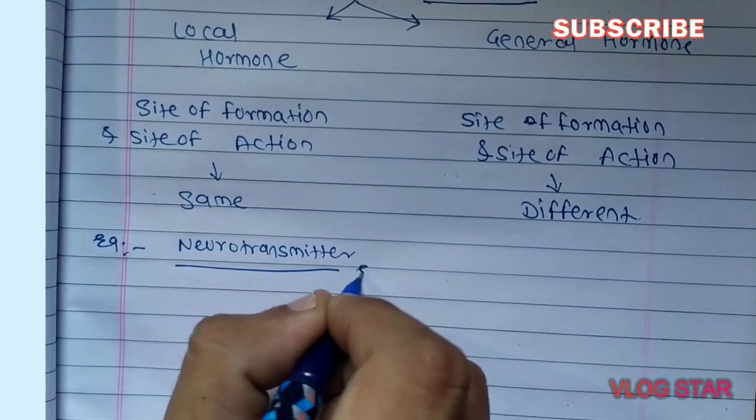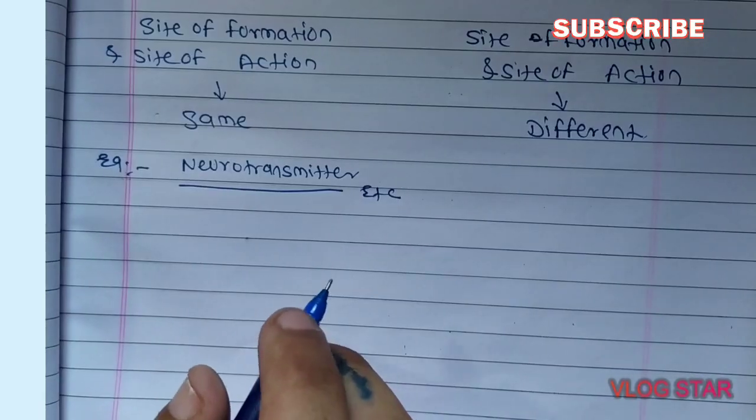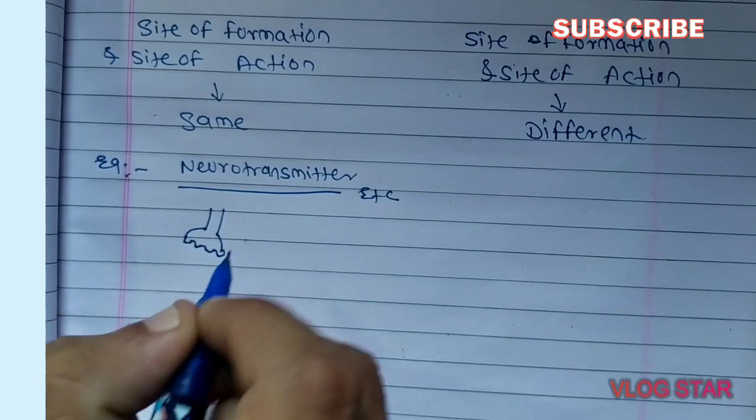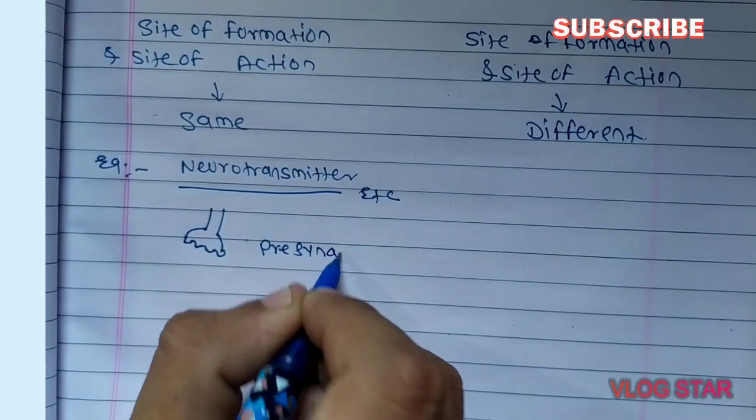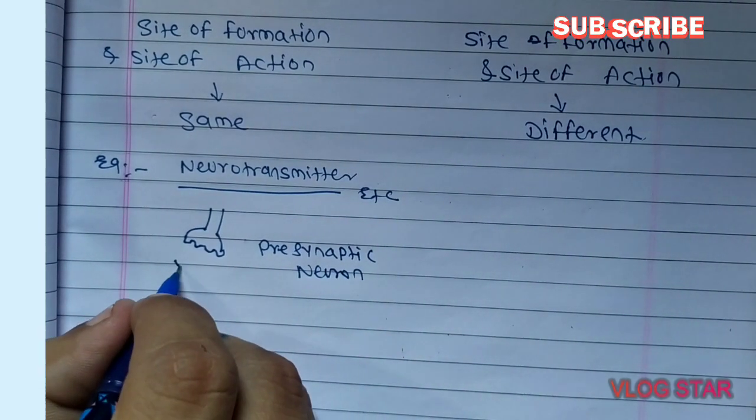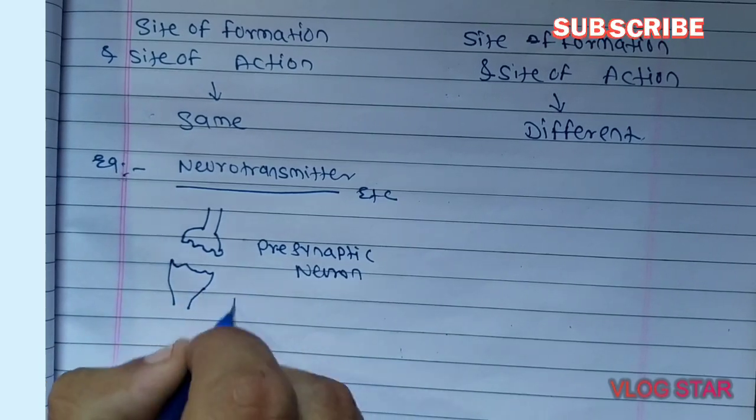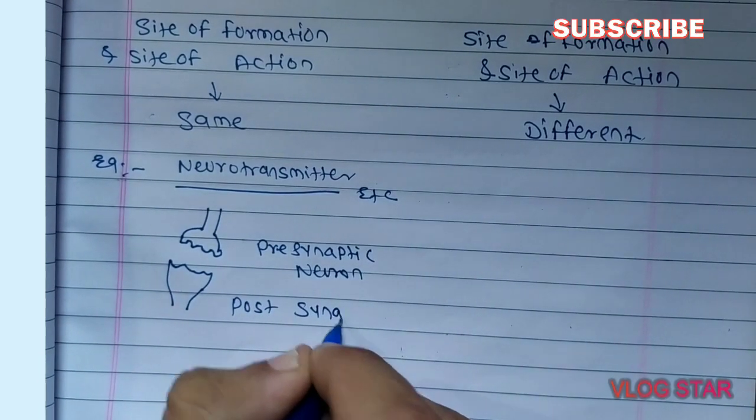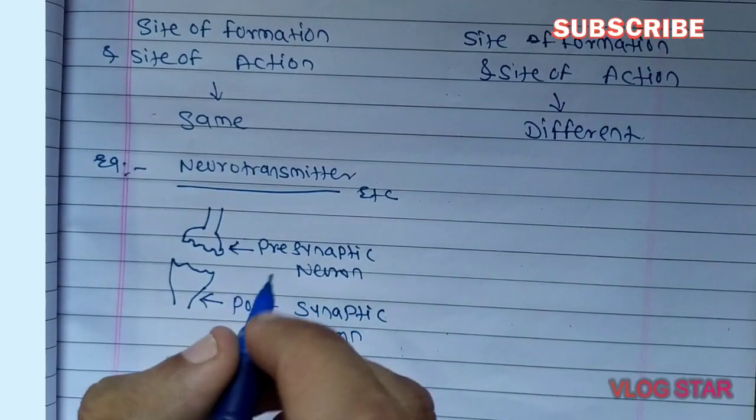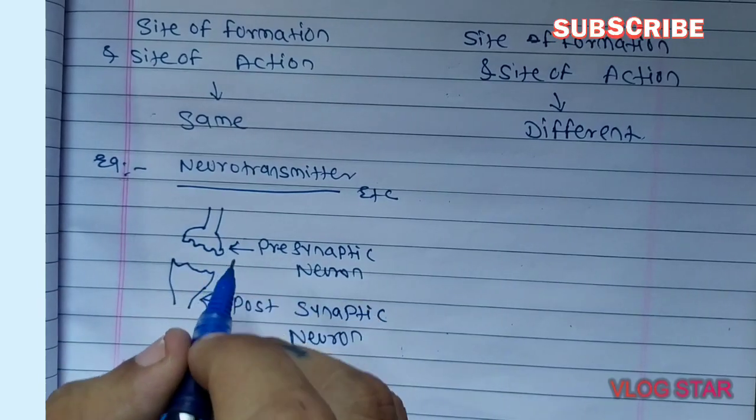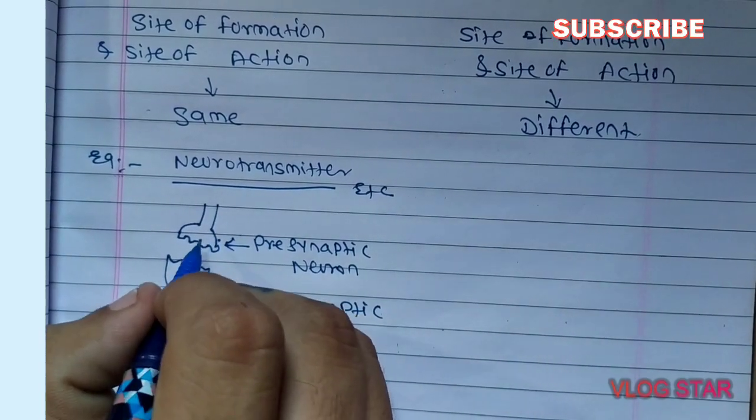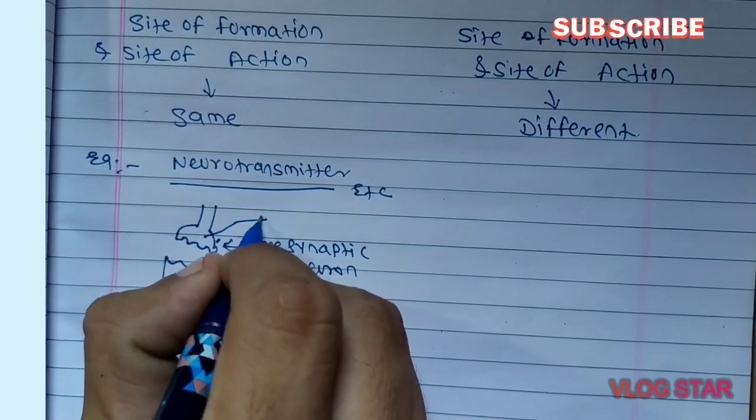Neurotransmitters, etc. So suppose this is the presynaptic neuron and this is the postsynaptic neuron. Let us zoom in on the terminal button of the presynaptic neuron.